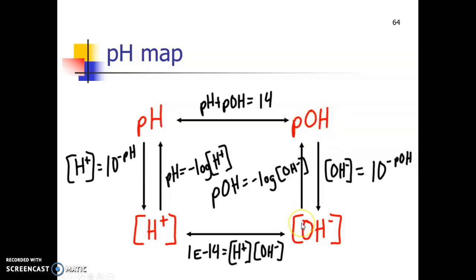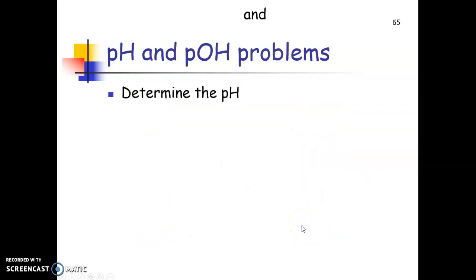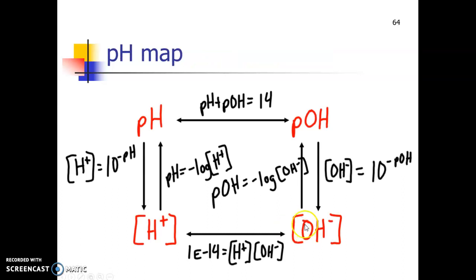From pOH to... from OH minus hydroxide ion concentration to pOH, use this equation. From pOH to hydroxide ion concentration, use this equation. And if you're moving between pH and pOH, then pH plus pOH equals 14. Solve for the one you don't know.